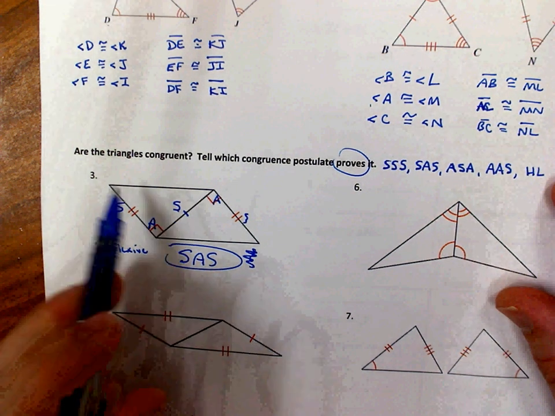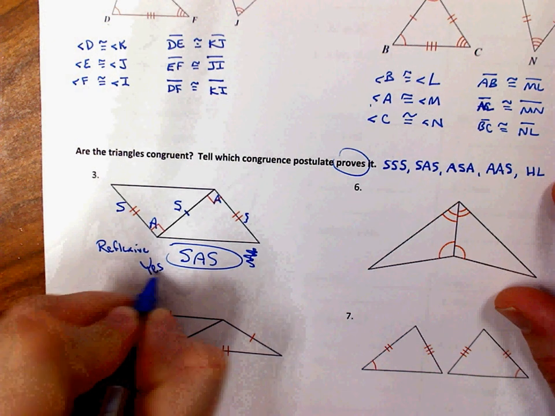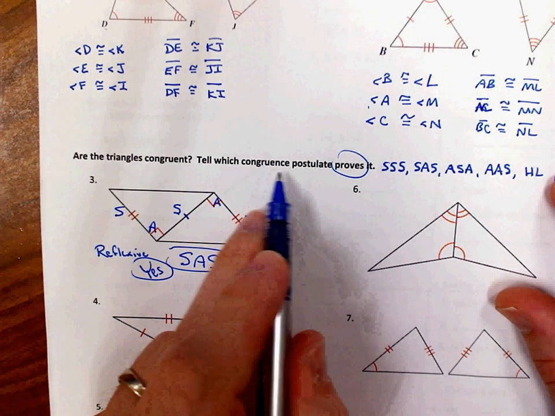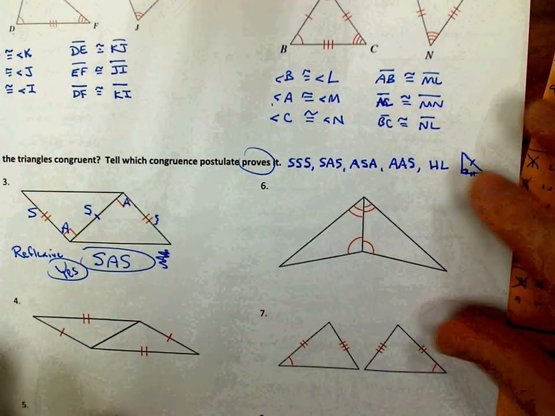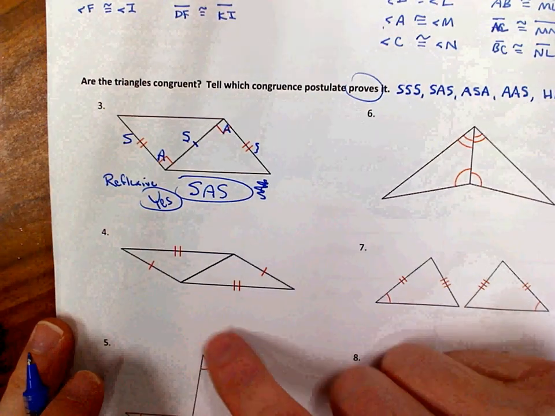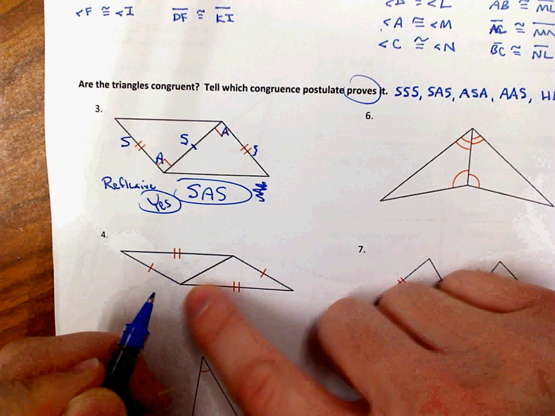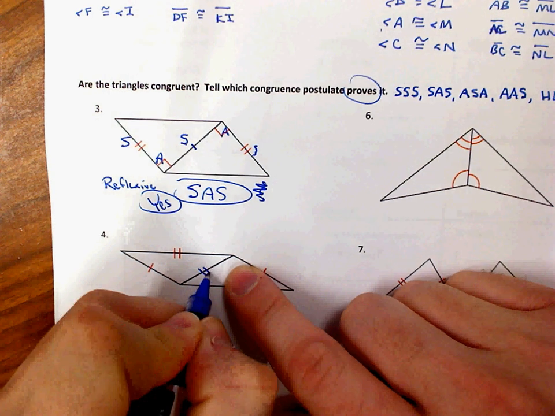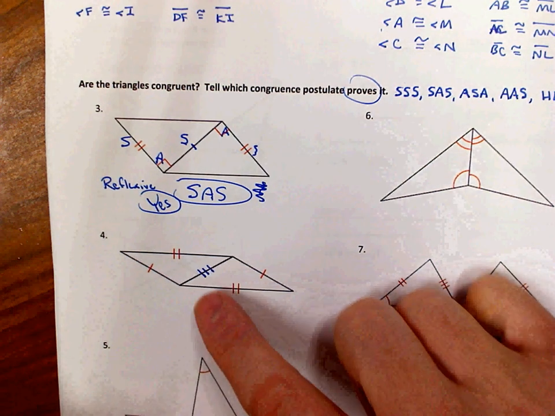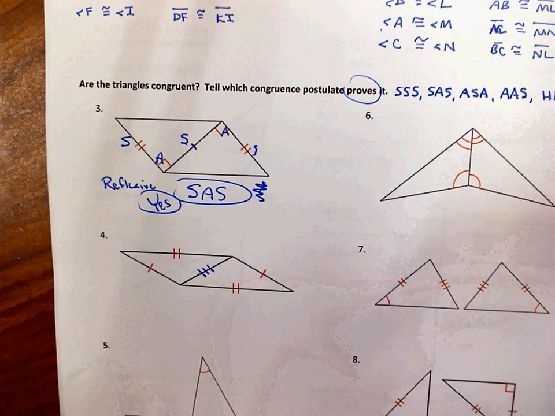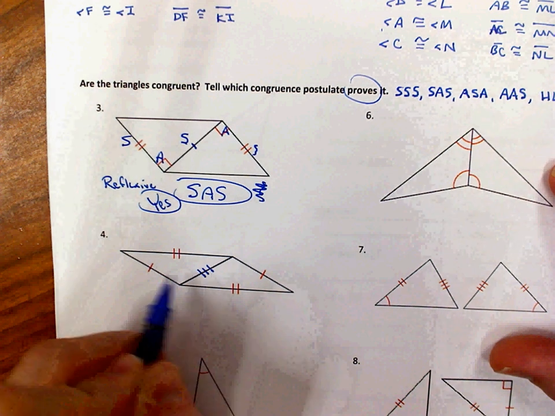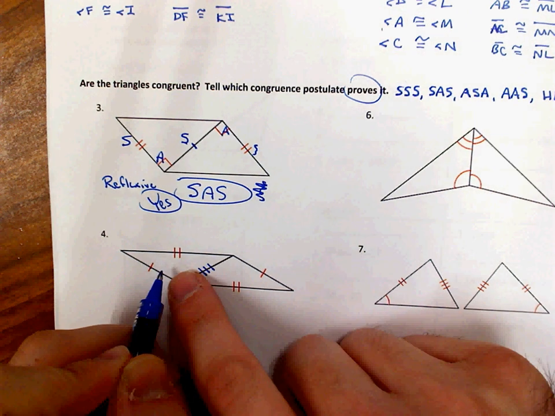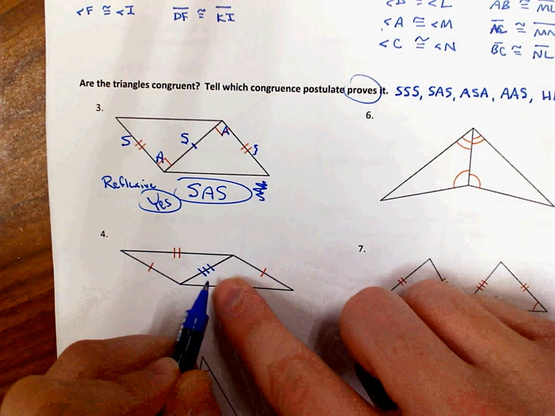So are the triangles congruent? Yes. Tell which congruence postulate proves it. SAS. Okay, number 4, I'll go in numerical order here. So number 4, we've got the same thing here, reflexive property for that line. You don't have to have it marked for you to know that it's the same on both because it's the same line segment. So I've got a side and a side on this triangle that match a side and a side on this triangle.